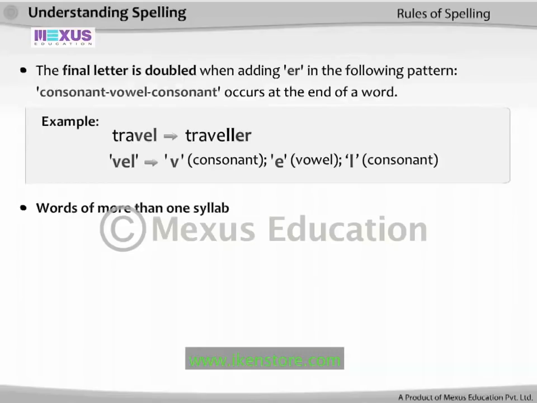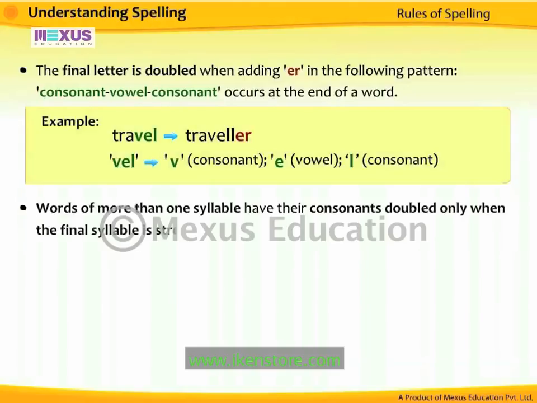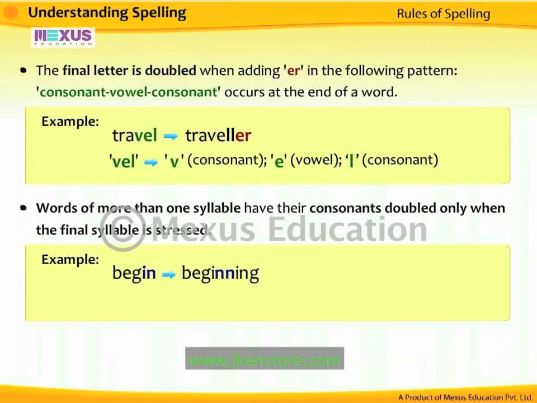Words of more than one syllable have their consonants doubled only when the final syllable is stressed. For example, B-E-G-I-N, begin, becomes B-E-G-I-N-N-I-N-G, beginning. However, O-P-E-N, open, becomes O-P-E-N-I-N-G, opening.